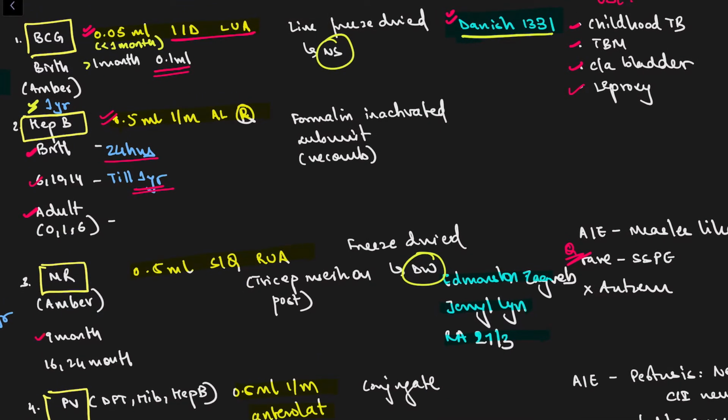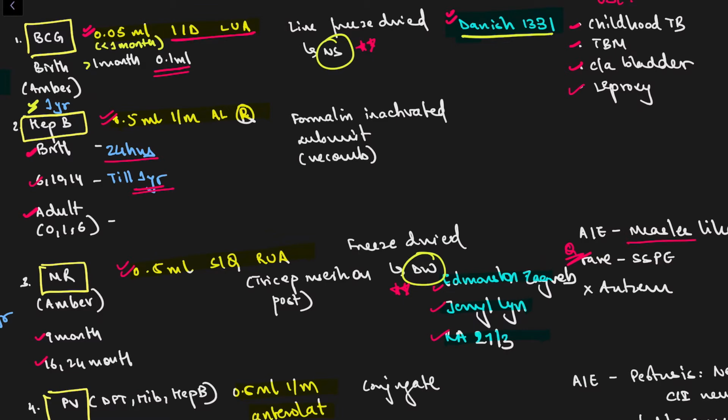It is given at 9 months and 16 to 24 months, and it can be given up till 5 years of age. The dose is 0.5 ml subcutaneous in the right upper arm, and it is a freeze-dried vaccine. So it is reconstituted with distilled water, and the BCG is reconstituted with normal saline. Then the strain is Edmonston-Zagreb for measles, Jeryl Lynn for mumps, and RA 27/3 for rubella.